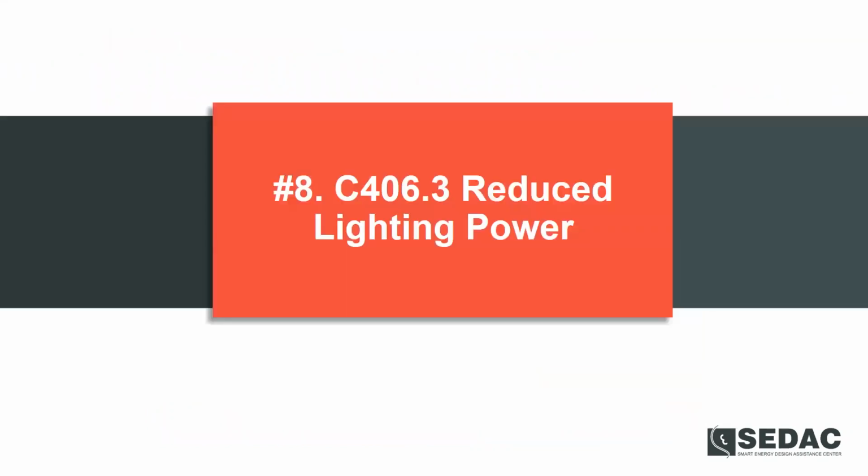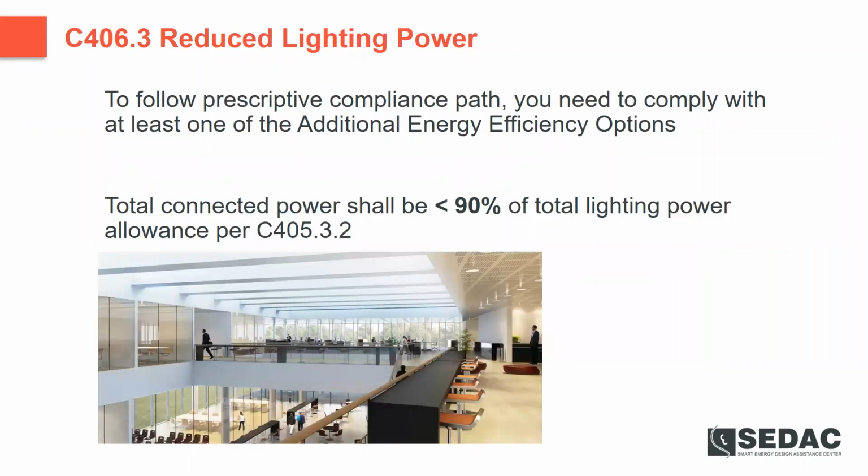Moving on, what we're going to look at here is one of the efficiency options. If you're following the prescriptive path in the energy code, there are the efficiency packages that are required in addition to further reduce building energy consumption. This one ties in well with the daylighting exception, where if you can reduce your daylighting connected power in your daylit zones, very often you're going to also have reduced your wattage enough to qualify for the reduced lighting power efficiency package.